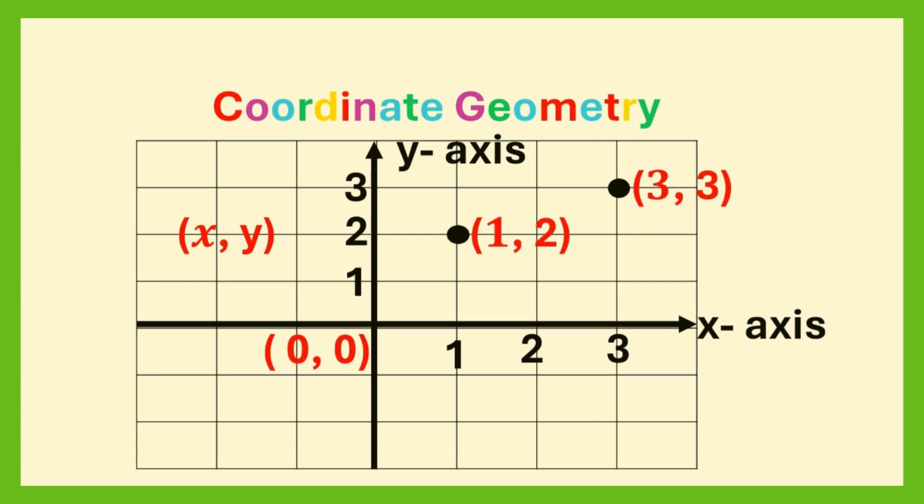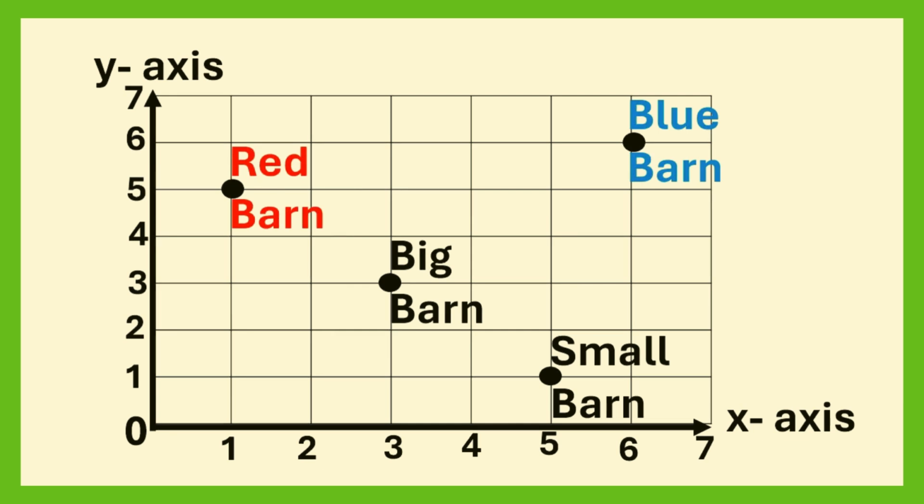Okay, so let's look at this example. We have points now, and we want to find the coordinates of those points or places. We have 4 places here now. We have the red band, the big band, the small band, and of course the blue band. And we have to write their coordinates. Remember that in writing coordinates, the x-axis comes first, followed by the y-axis. So here we have the red band. On the x-axis it is on 1, and on the y-axis it is on 5.